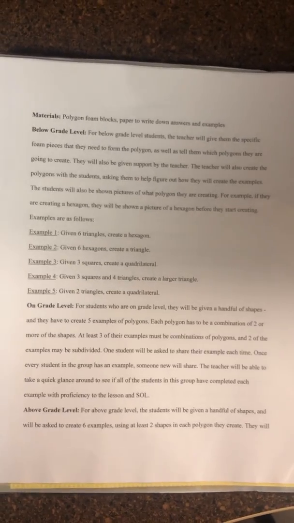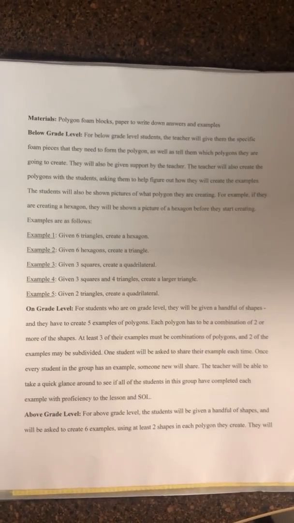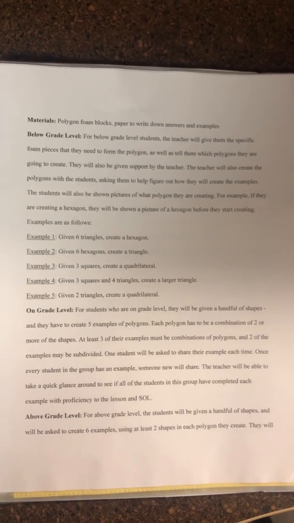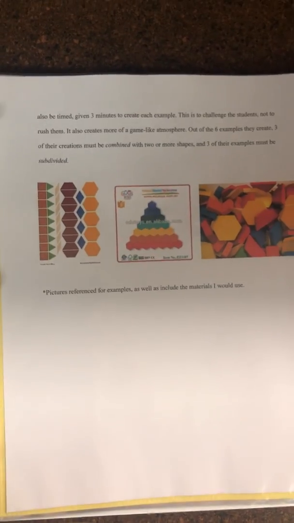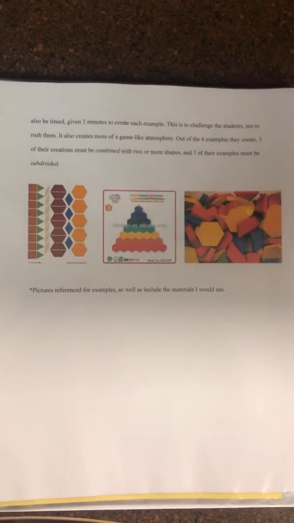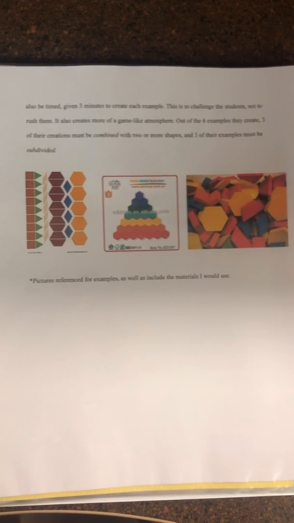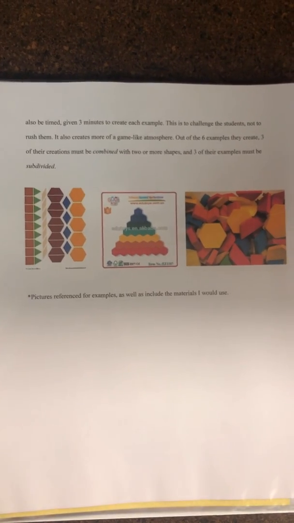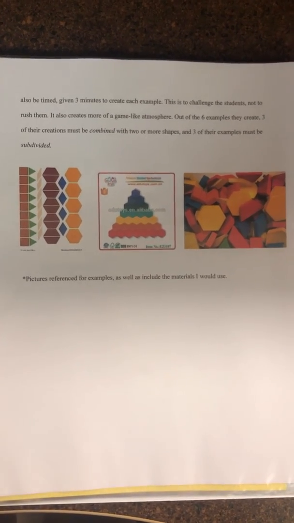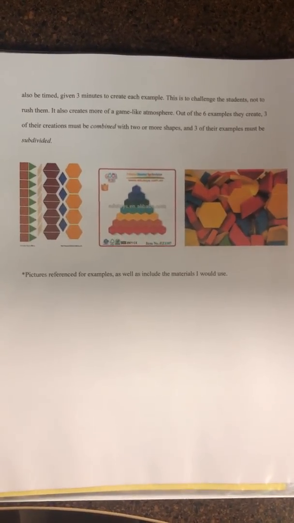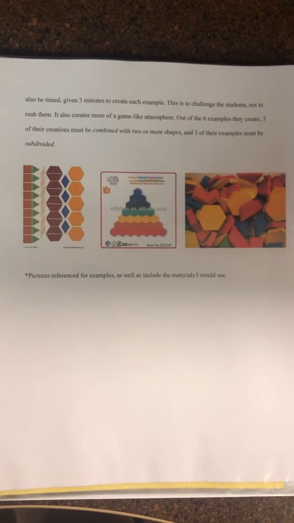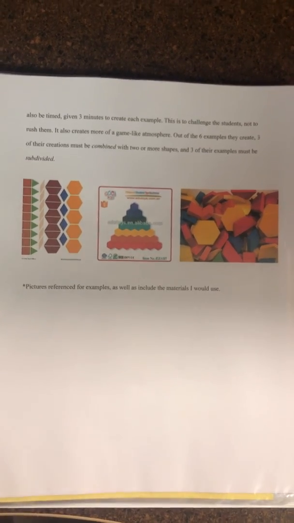And then above grade level, the students will be asked to create 6 examples using at least 2 shapes in each polygon that they create. And they will also be timed, given 3 minutes to create each example. This way it's a little bit more challenging, not to rush them, but it creates a little bit more of a game-like atmosphere for them. And out of the 6 examples that they create, 3 of them must be combined with 2 or more shapes, and 3 of them must be subdivided.